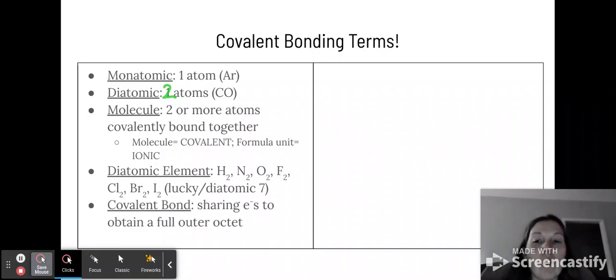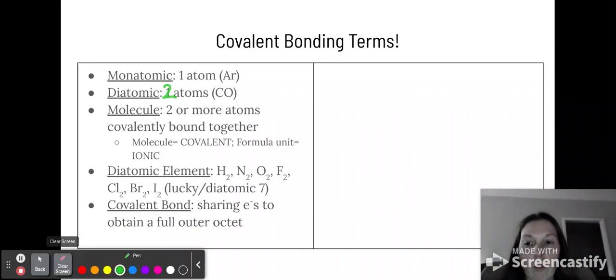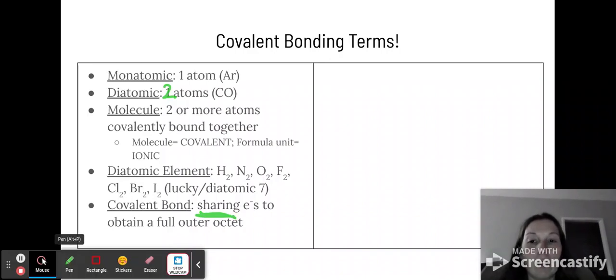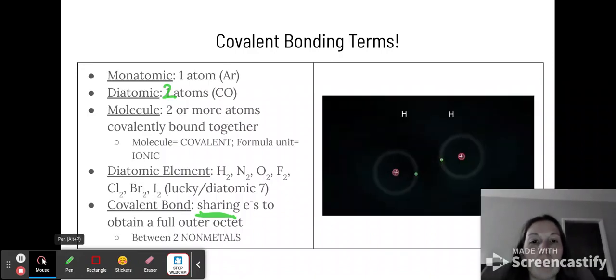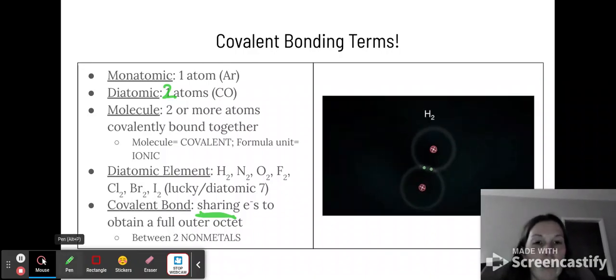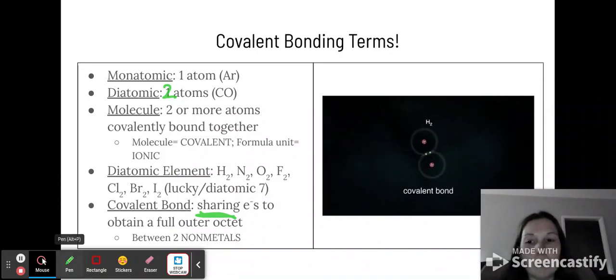And then we have covalent bonds themselves. So the definition of that is the sharing of electrons. So this is really important to underline here. This is the sharing of electrons when obtaining a full outer octet. And this is between two nonmetals. So this is just a quick GIF to show you kind of how that looks.